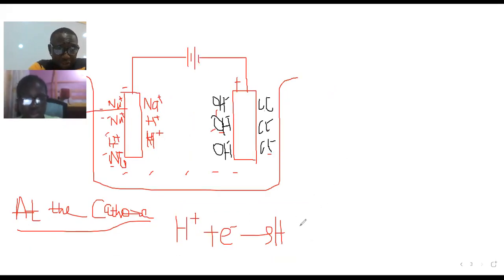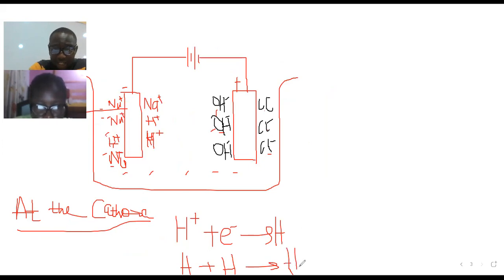One of the properties of hydrogen is that hydrogen is diatomic. Hydrogen cannot exist just like that as an atom. Rather, hydrogen exists as a gas because of its diatomic property. So that becomes hydrogen plus another hydrogen. That's a covalent bond, giving you hydrogen gas, that's H2. So this is exactly what happens at the cathode. The hydrogen will be discharged preferentially. Okay, having known this, do you understand this, please?